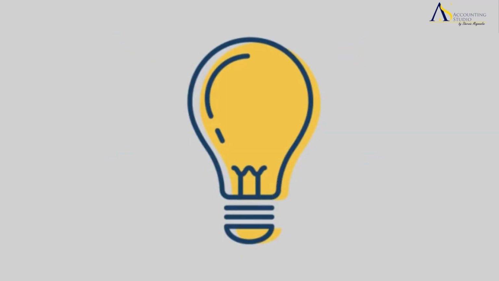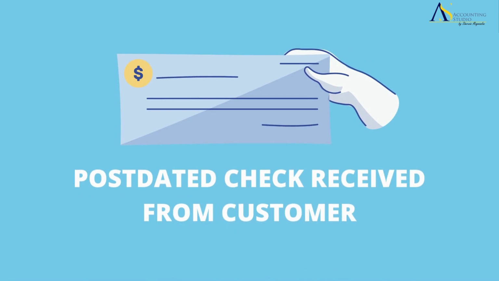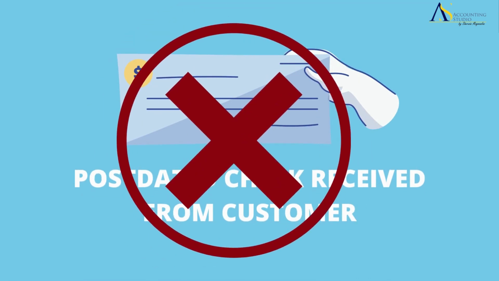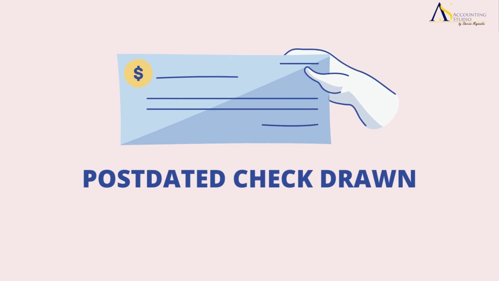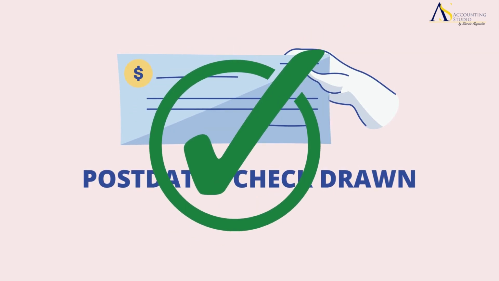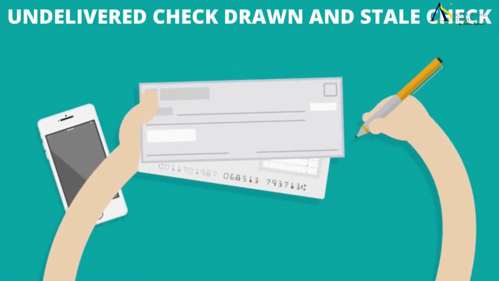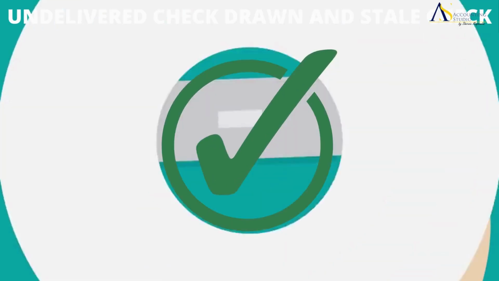To make it easier, remember the following concepts. Post-dated check received from customer are excluded from cash, while post-dated check drawn are included in cash. More so, undelivered check drawn and stale checks are included in cash.